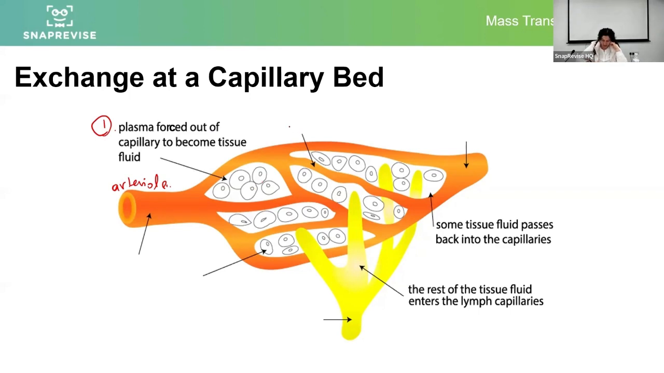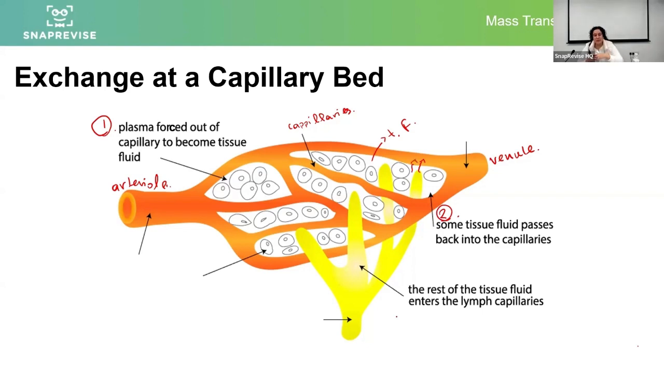These here are my capillaries. And this here is my tissue fluid. And this here is the venular or the venous end. The second step is that some tissue fluid passes back into the capillaries. So that was the net inward flow of liquids. So that's step number 2 here. So some fluid is going to make its way back into the capillaries.